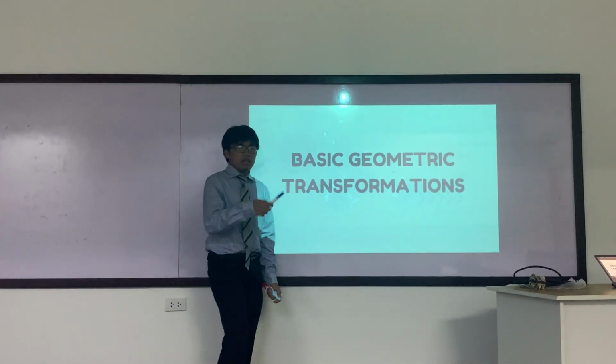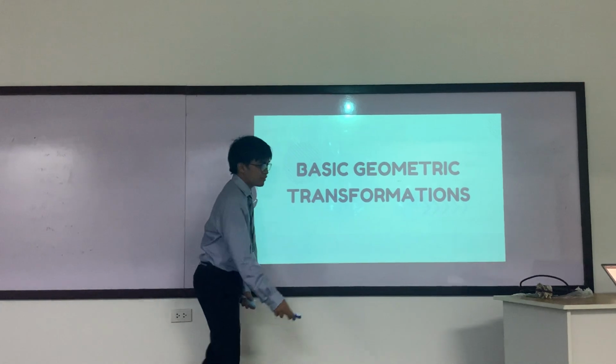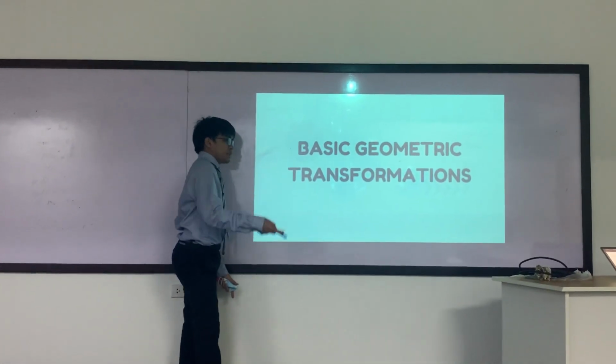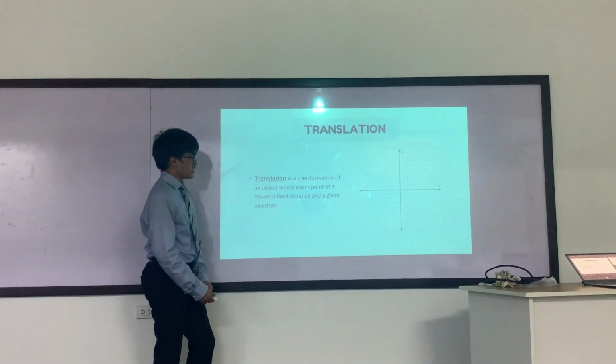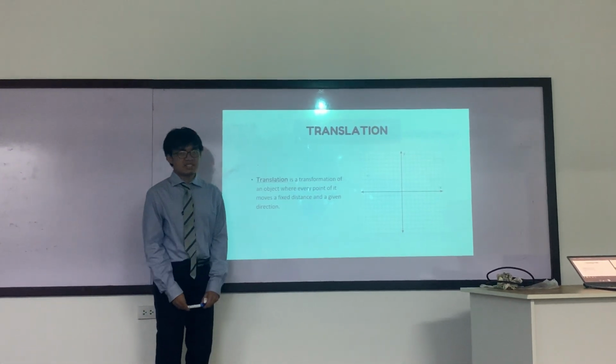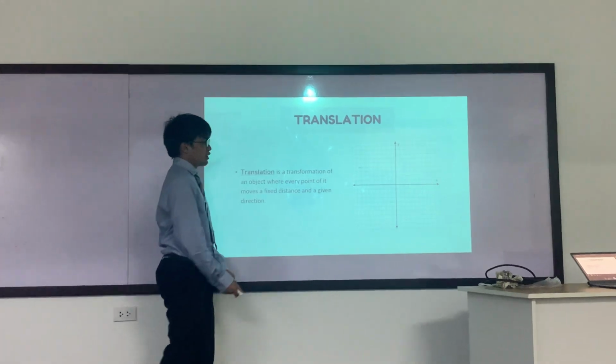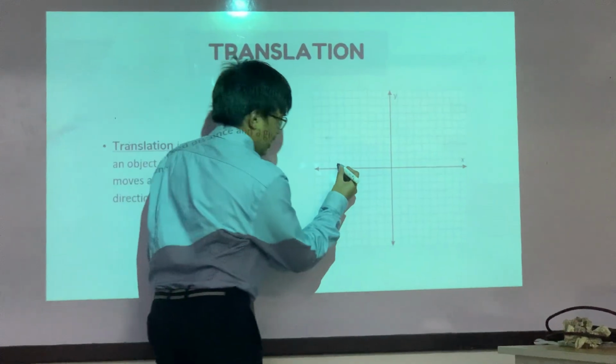Now we will be discussing translation. I will explain its basics. It is a transformation of an object where every point of it moves a fixed distance in a given direction. Let's say, for example, a square shape.